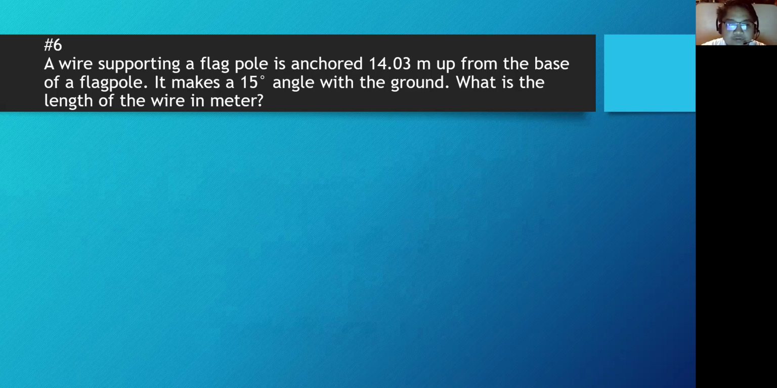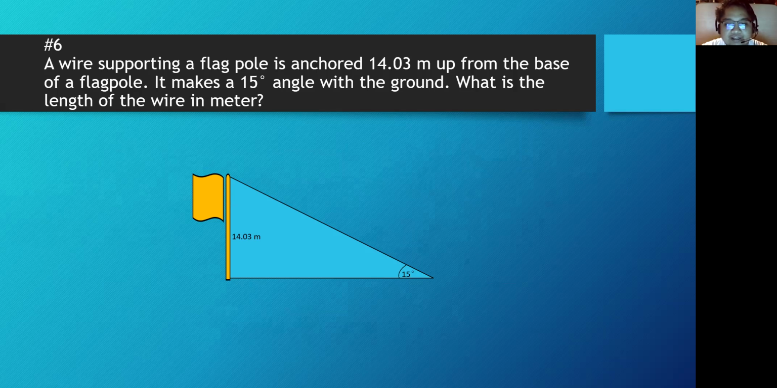So for the sixth problem, a wire supporting a flagpole is anchored 14.03 meters up from the base of a flagpole. It makes a 15-degree angle with the ground. So then what is the length of the wire in meters? From this problem, we can obtain a figure in which we can see the flagpole is 14.03 meters high, and there is the angle of 15 degrees.